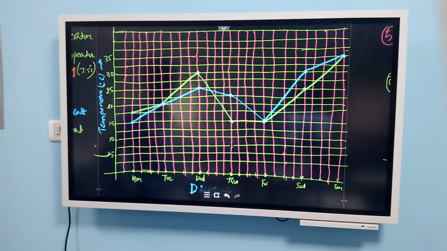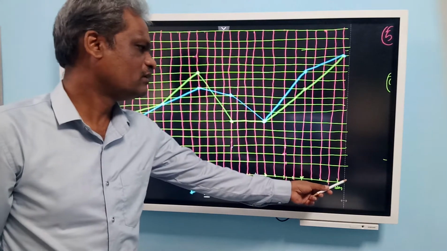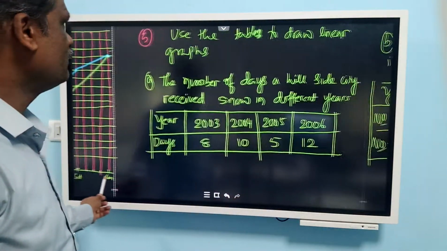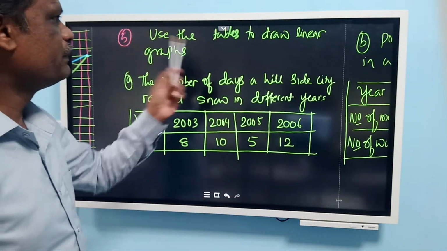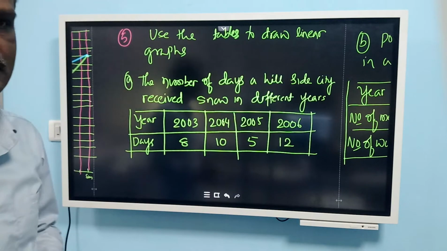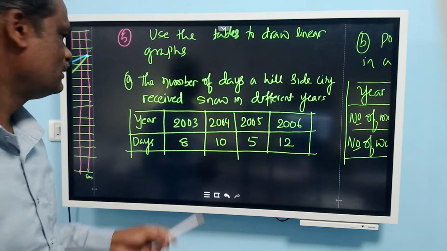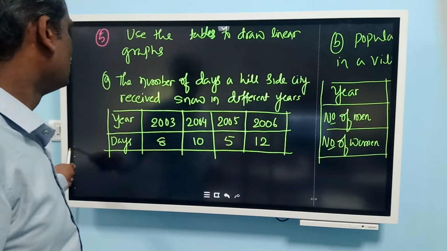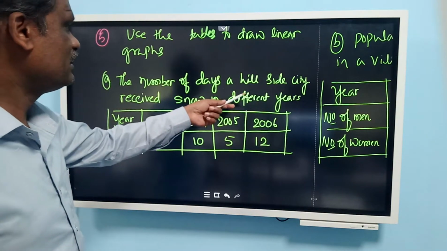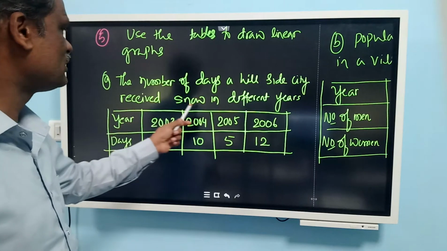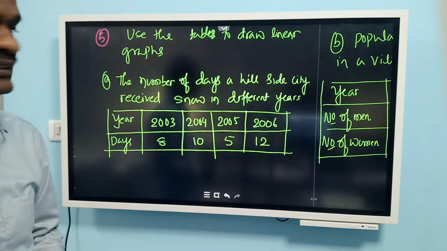So now after this we will go to question number 5. Use the tables to draw the linear graphs. You need to draw the linear graph. Linear means a straight line. You have to join by a straight line. The number of days a hillside city received snow in the different years.